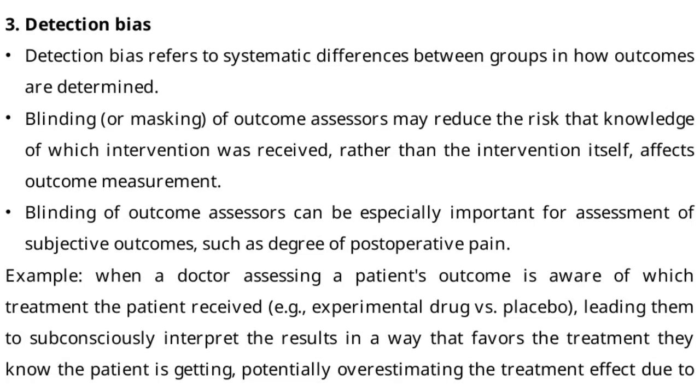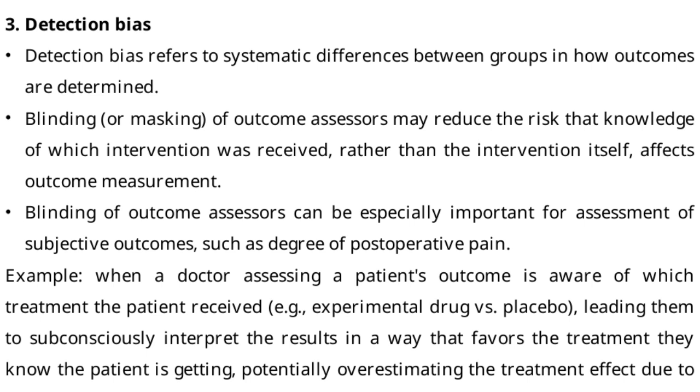Detection bias occurs when there are systematic differences between groups in how outcomes are determined. It's important because such biases can skew the results of a study. One way to minimize this is through blinding or masking of outcome assessors. When assessors do know which intervention a patient received, it increases the chance that their knowledge influences how they measure outcomes. This is especially crucial for subjective outcomes, like pain levels after surgery, where personal judgments can easily be affected.